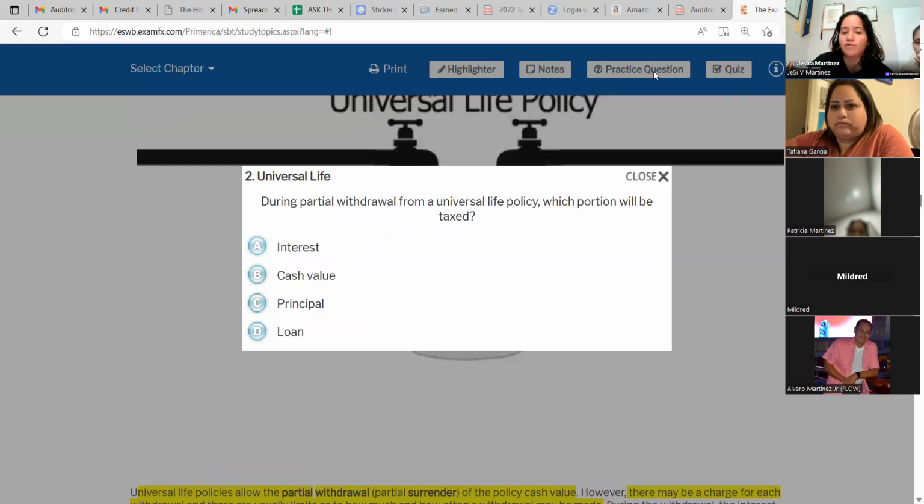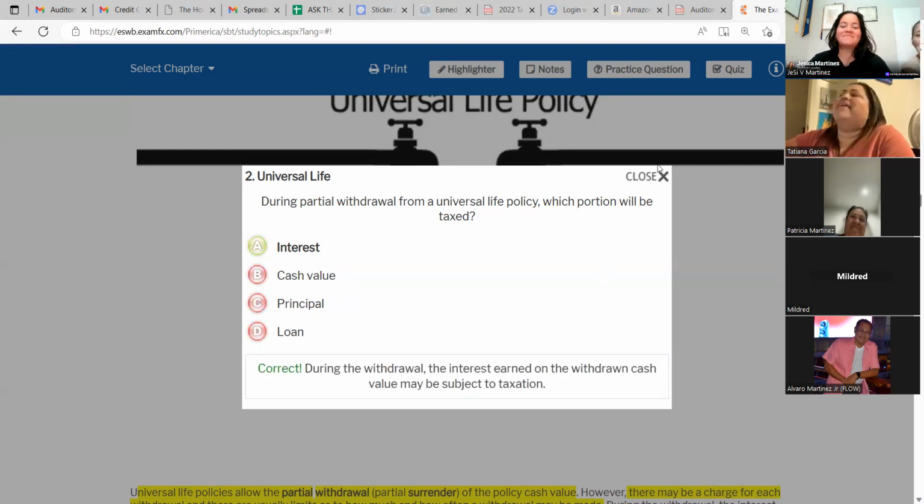During partial withdrawal from a universal life policy, which portion will be taxed? Interest. Perfect. Would anybody say it in French? No? Ellie said it in Spanish, you said it in English, so I'm like, somebody in French? No, you're in English, remember? I'm barely bilingual. Okay, perfect.